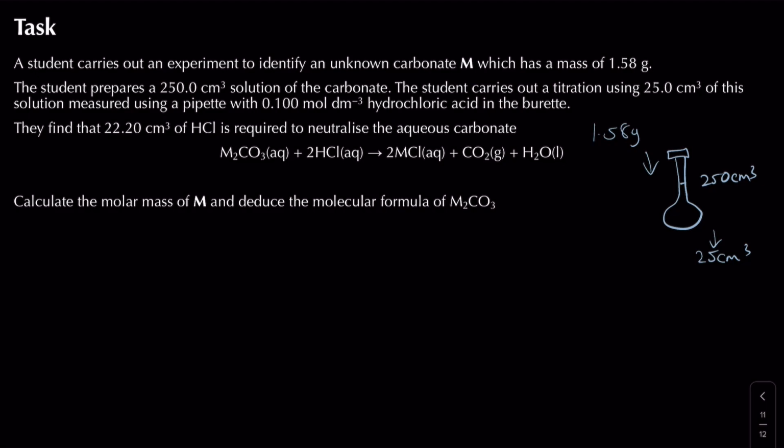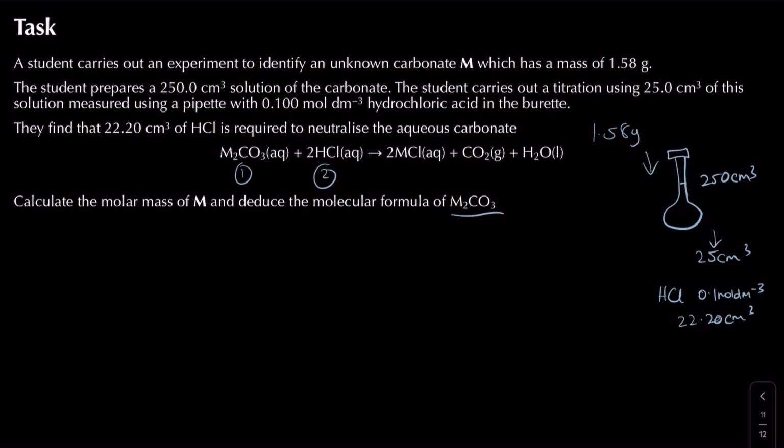And then we're told that our solution here is going to react with hydrochloric acid. It's going to react with 0.1 mole per decimeter cubed of that as well, and it's going to be 22.20 as a volume of hydrochloric acid as well. We know that because it says that they find that 22.2 centimeters cubed of HCl is required for neutralization. We can see here we've got a ratio which is going to be 1 to 2. And we're asked to calculate the molar mass of M and deduce a molecular formula of M2CO3.